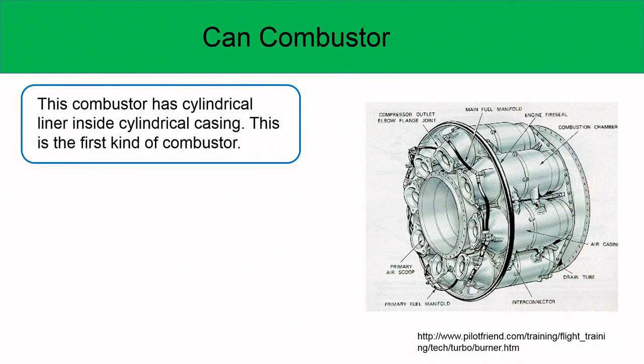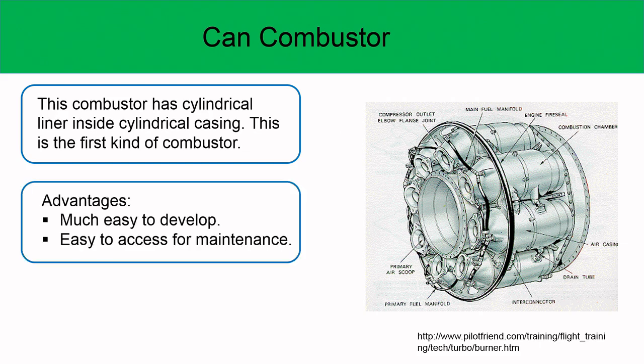So, what is the can combustor? This is an example of a can combustor. You see that all these combustors are essentially put into different cans, and this combustor has a cylindrical liner inside the cylindrical casing. This was the first kind of combustor.